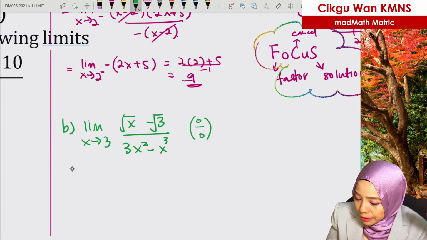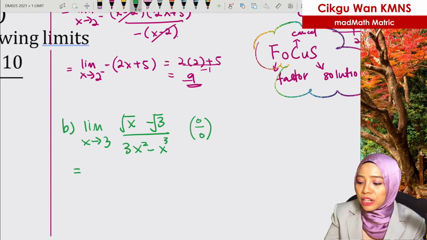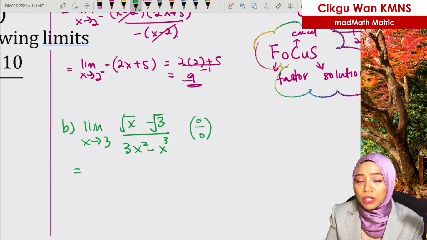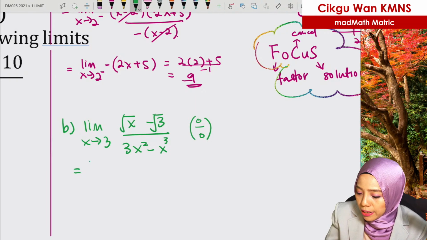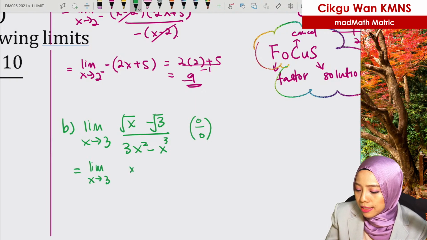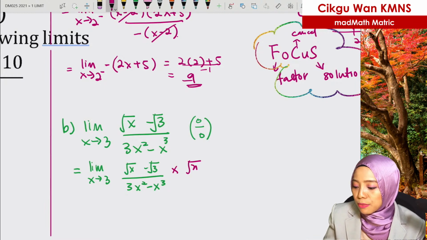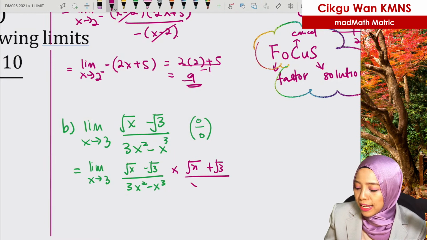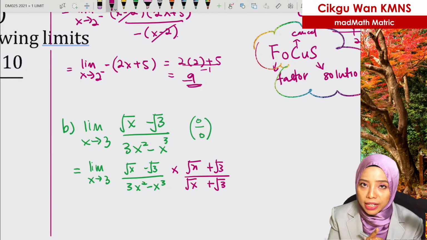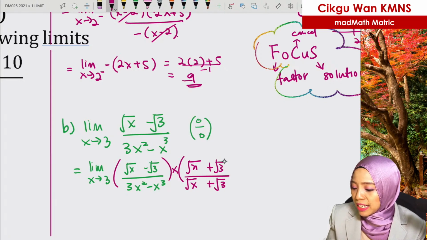Okay, alright. So since it is 0 over 0, now we are not factorizing because it consists of surd function. What we are going to do, if surd function, we are going to conjugate. So conjugate limit x approaching 3, root x minus root 3 over 3x squared minus x cubed, multiply the conjugate. If this is minus, this is going to be plus. And at the end, top and bottom must be the same, because you are actually multiplying by 1.